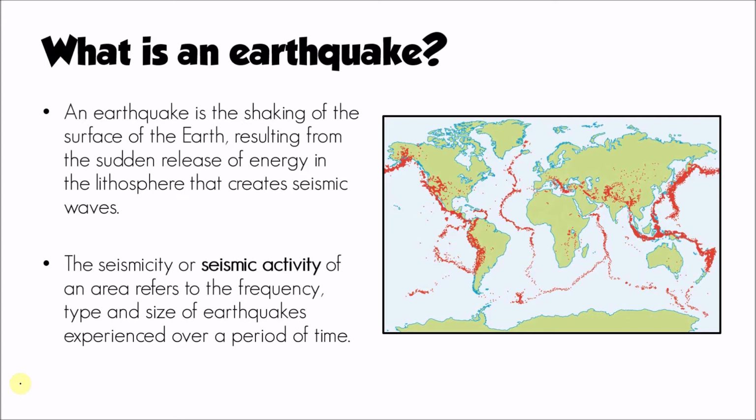If we turn our attention to the map on the right hand side, each of the red dots on there indicates the location of an earthquake that has happened around the world. And we can see that the broad pattern is that those earthquakes tend to be found at plate boundaries. Earthquakes are present at all types of plate boundaries.